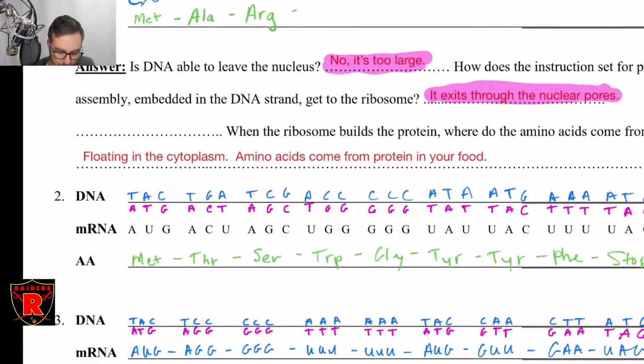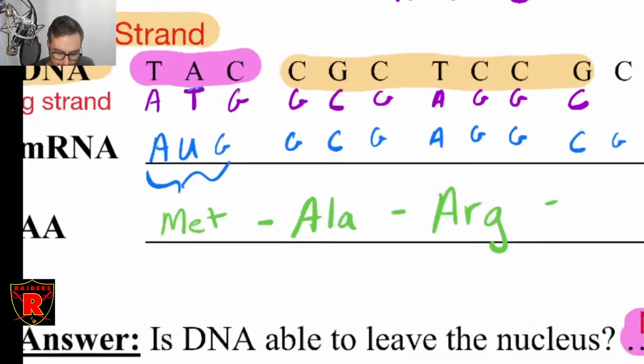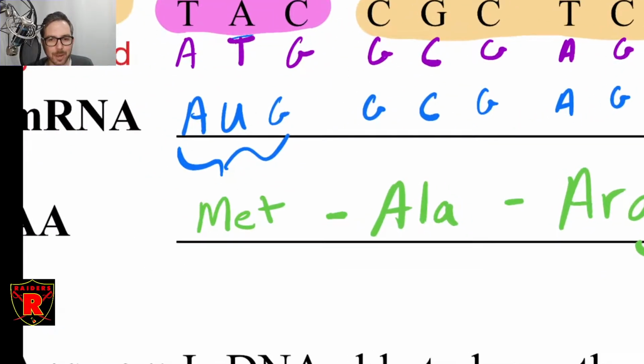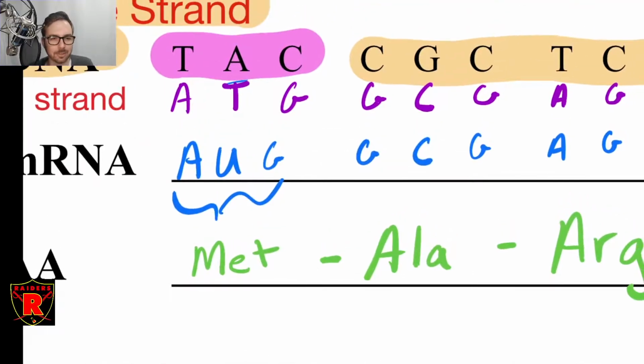Some of these, I give you the DNA, and you tell me the mRNA and the amino acids. Some of them, I give you the mRNA, and you tell me the DNA and the amino acids. And some of them, I give you the amino acids, and you give me the other two. Okay?